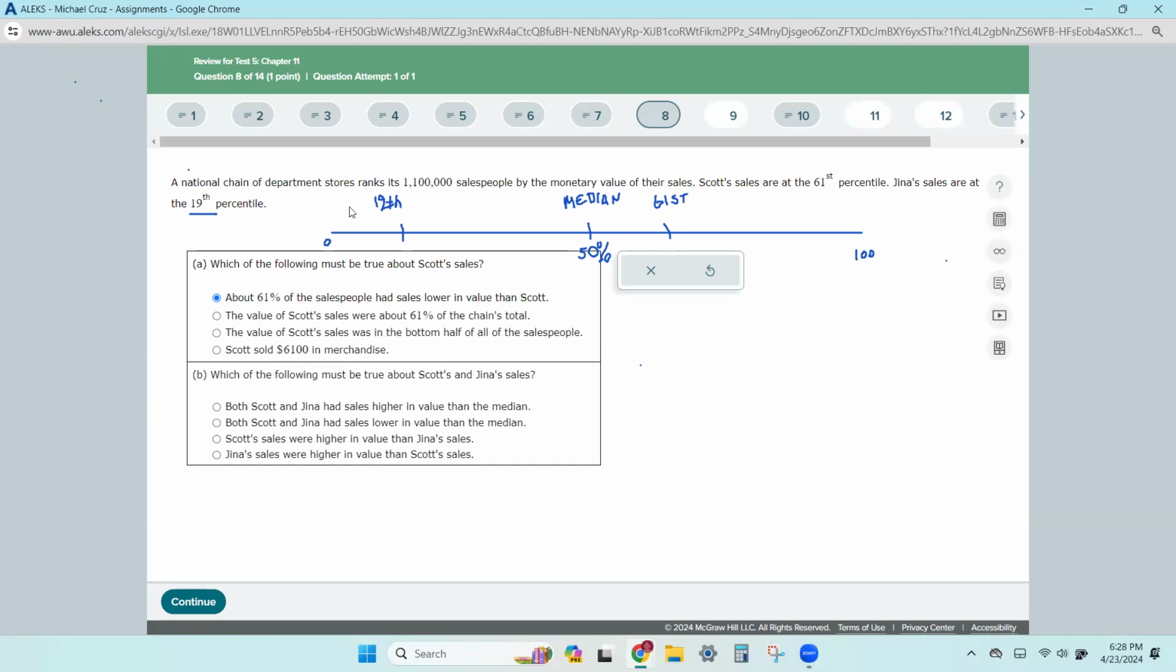So now we're asking about Gina, who was the 19th percentile, and Scott is this one. So they're not both higher than the median, right? Because one's below, one's above. Scott and Lena had sales lower, not because one's above and one's below. But this we do know. Scott's sales were higher in value than Gina's because he's way up there, she's down here. So if you draw yourself that little picture, maybe it could help you put it in perspective.